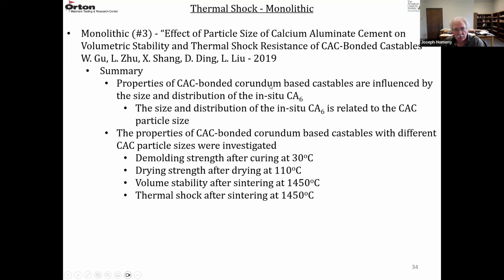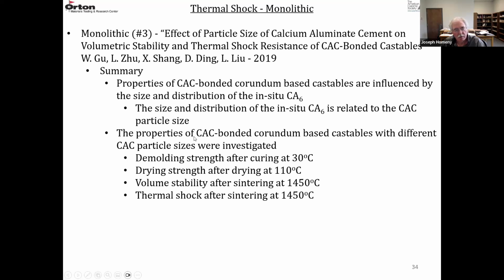So these castables, the aggregates were corundum or alumina based, bonded with a calcium aluminate cement. So the size and the distribution of the in situ CA6, a phase that forms at high temperatures after the material is sintered, is related to the calcium aluminate cement particle size that you start out with.